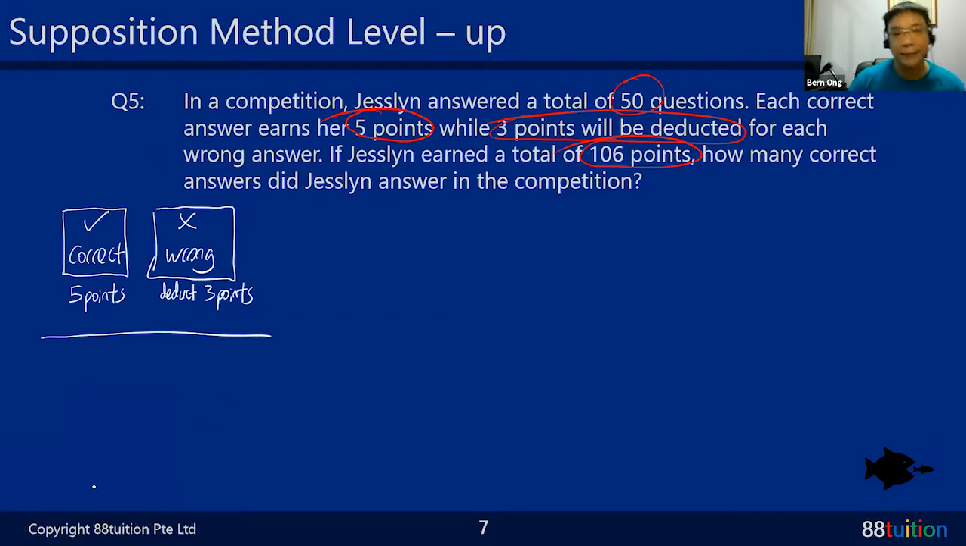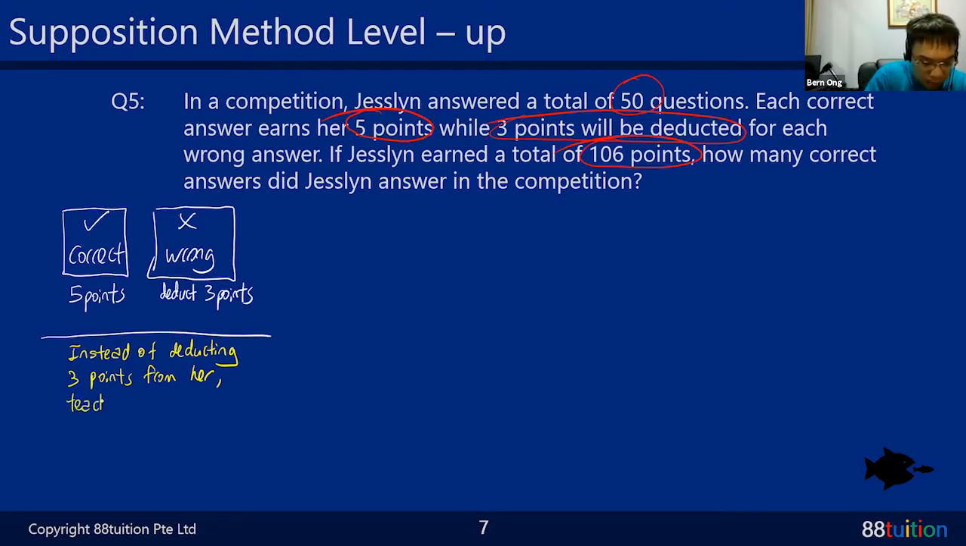Again, nice teacher. I don't want to take away your 3 marks. I want to assume that you got it correct. So instead of removing your 3 marks, instead of deducting 3 points, what happened? From Jaslyn, the teacher gives her 5 points instead. Thank you, teacher.